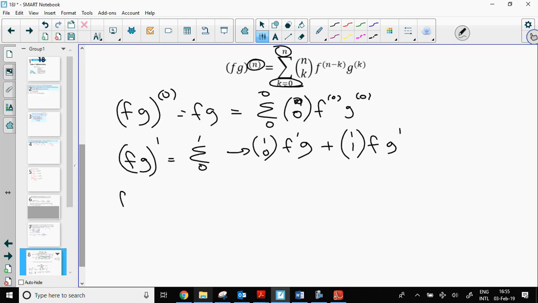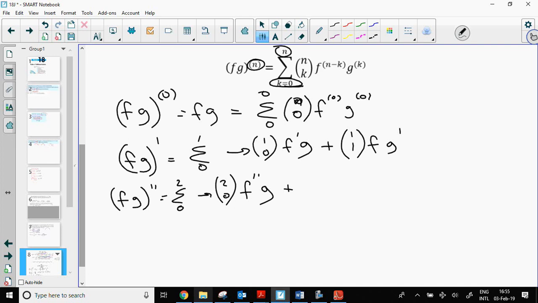Let's just do one more. Second derivative. So now I'm going to take the sum from 0 to 2. So I need to add 3 terms together. 1 where k is 0, 1 where k is 1, 1 where k is 2. In all three of these cases, n is going to be equal to 2. So we've got 2 choose 0 times what derivative of f? 2 minus 0. That's the second derivative of f. Times what derivative of g? The 0th derivative of g.